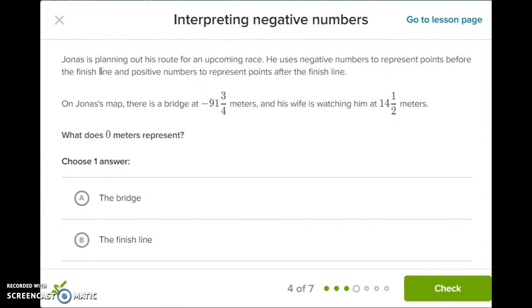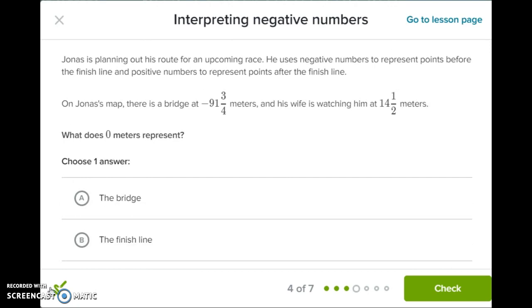Jonas is planning out his route for an upcoming race. He uses negative numbers to represent the points before the finish line, positive numbers to represent points after the finish line. On Jonas' map, there is a bridge at negative 1 and 3/4 meters, and his wife is watching him at 14 and 1/2 meters. What does 0 meters represent?